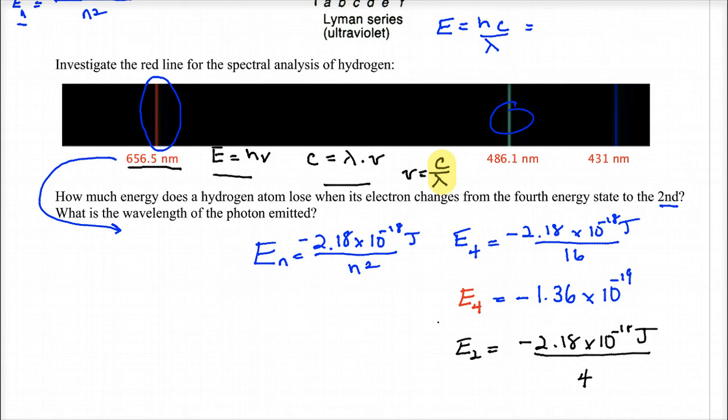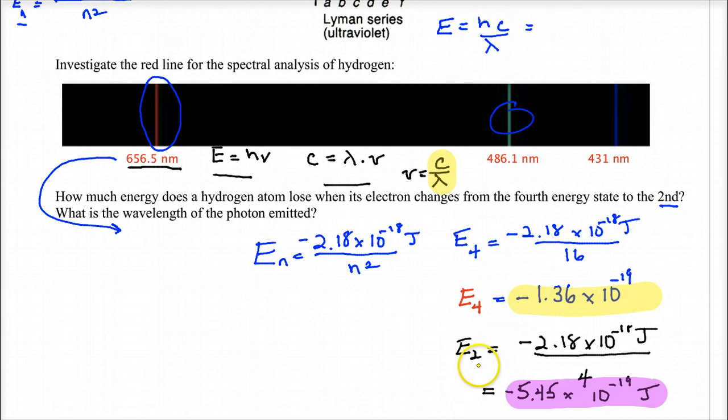And divided by 4. And I get, of course, the energy of the second equal to negative 5.45 times 10 to the negative 19 joules. And that is my energy of the fourth. This is the energy of the second. This is the fourth. So what's the energy difference?